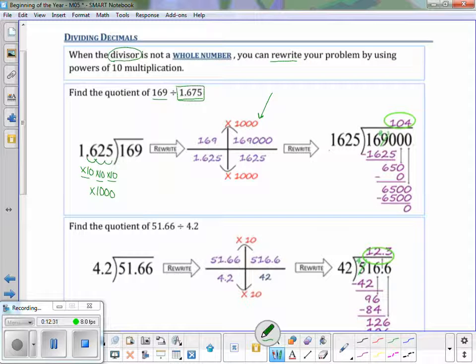But I took my divisor, multiplied it by 1,000, and I got 1,625. So I'm going to do the same thing to my dividend. I'm going to multiply it by 1,000, and I end up with 169,000. Okay? It's sort of like if I think of 169, and my decimal point is here, and I multiply it by 10, another set of 10, and another set of 10.